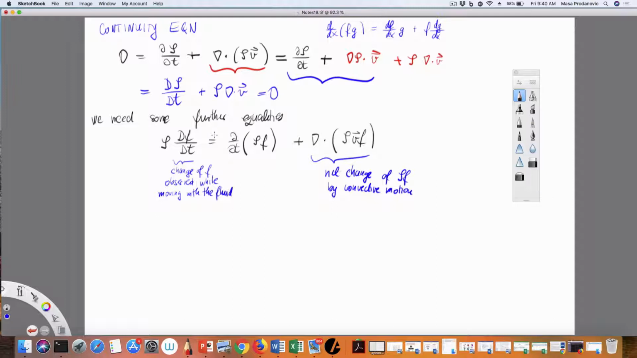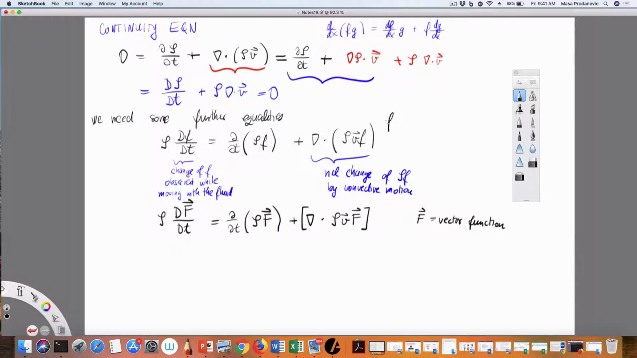And more generally, if I have a vector quantity, then I have one more equation for a vector. This is the material derivative of a vector, so this is a vector equation: rho df dt is d dt of rho f, now vector, plus also divergence of rho vf. Now rho vf is a tensor, just like rho vv was a tensor. So this in itself is a vector quantity as well. And f is some vector function. And the previous f was scalar.